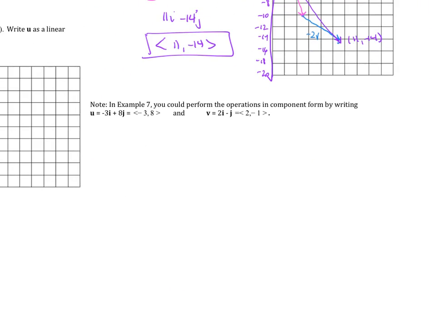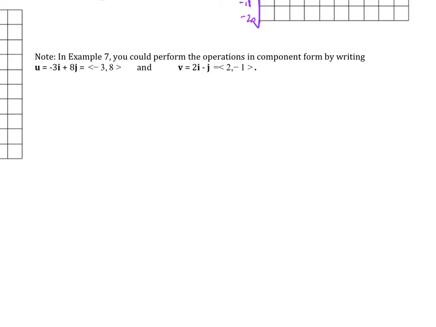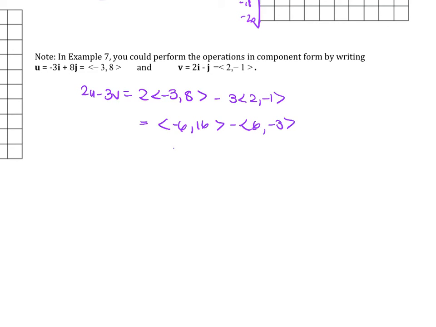Now, one other thing to note is that in example 7, you could perform the operations in component form by writing u equals negative 3i plus 8j as negative 3, 8. And v is 2i minus j is 2, negative 1. And so what you would do is you would write 2u minus 3v. That's going to be 2 times negative 3, 8, minus 3 times 2, negative 1. And then this is negative 6, 16, minus 6 and minus 3. And then we always distribute that.